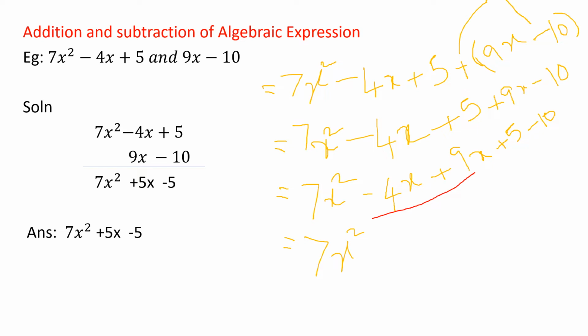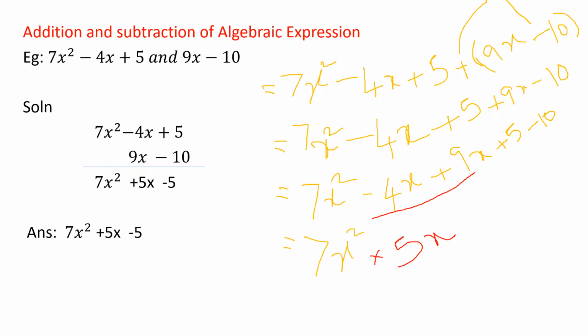So 9 minus 4, what is the answer, children? 5, right? So whether I'll write plus 5 or minus 5, which is greater, 4 or 9? 9 is greater, right? So what is the symbol for 9? Positive. So we'll write plus 5x. And again, plus 5 and minus 10.